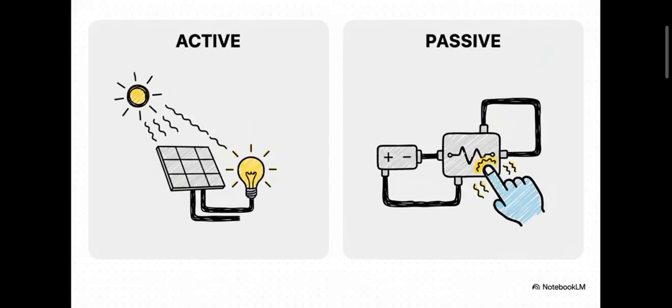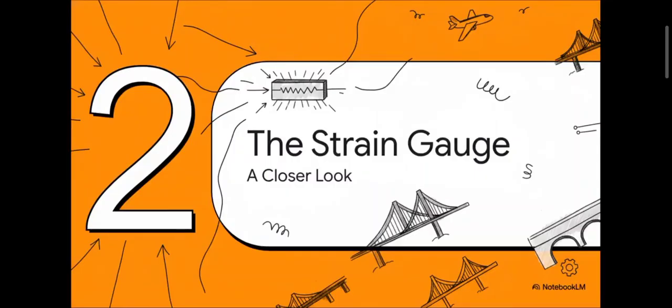No batteries needed. Then, on the other side, you have passive transducers. Now, these guys need a little boost. They need an external power source to even work. Their trick is to take that power and then change one of its properties, like its resistance. And that distinction is a really big deal in engineering design. And it's one of those passive transducers that we're going to zoom in on today, the strain gauge.